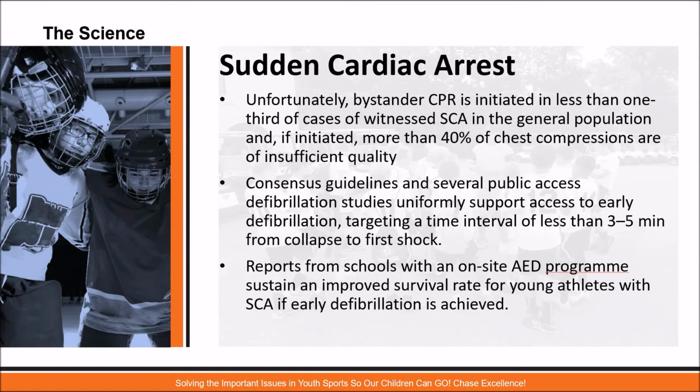The statistics in sudden cardiac arrest. Unfortunately, bystander CPR is initiated in less than 1/3 of the cases of witnessed sudden cardiac arrest, and most of the time the chest compressions are not of great quality. The AED needs to be immediately available, targeting a time interval of less than 3 to 5 minutes from collapse to first shock.